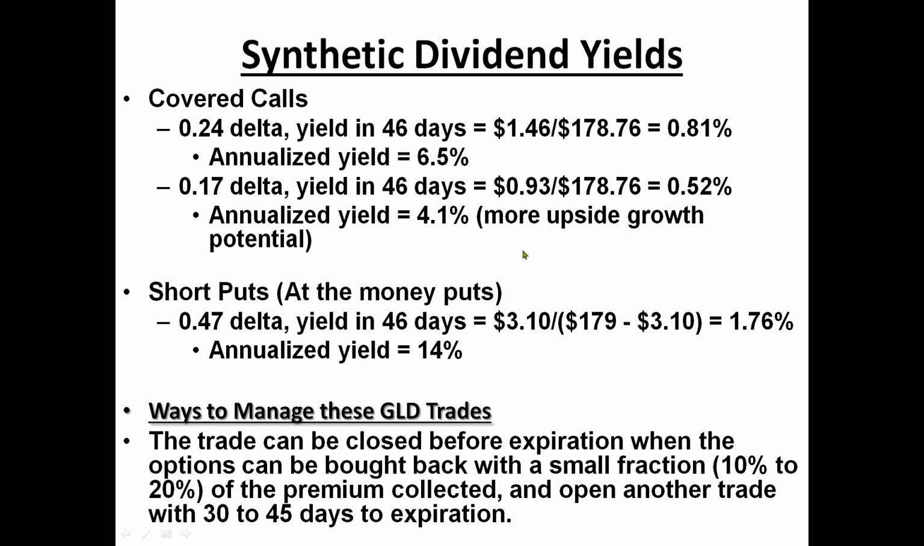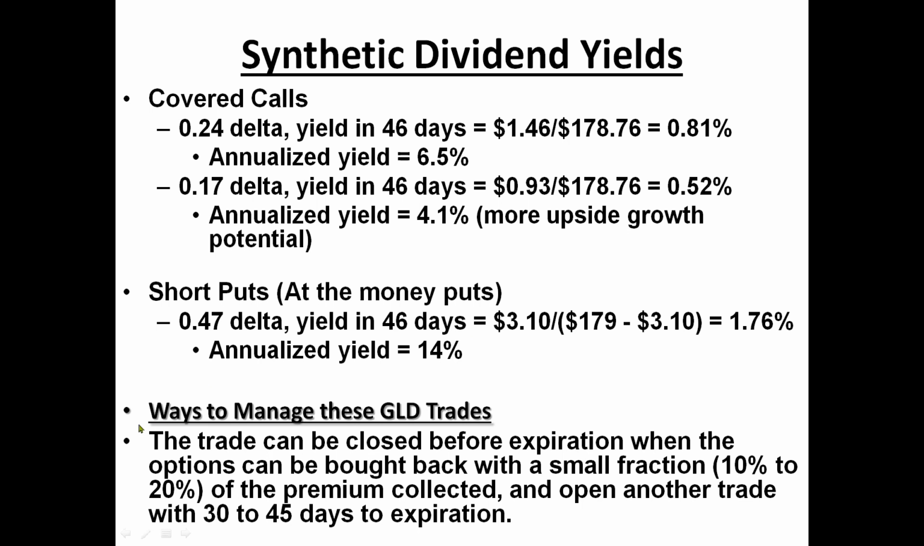The equivalent short put that perhaps we can also do is a 0.47 delta at-the-money put, and the yield in 46 days is $3.10 divided by the cost base, 179 minus 3.10 dollars, and that gives you a 1.76% yield in 46 days, which translates to an annualized yield equal to 14%.